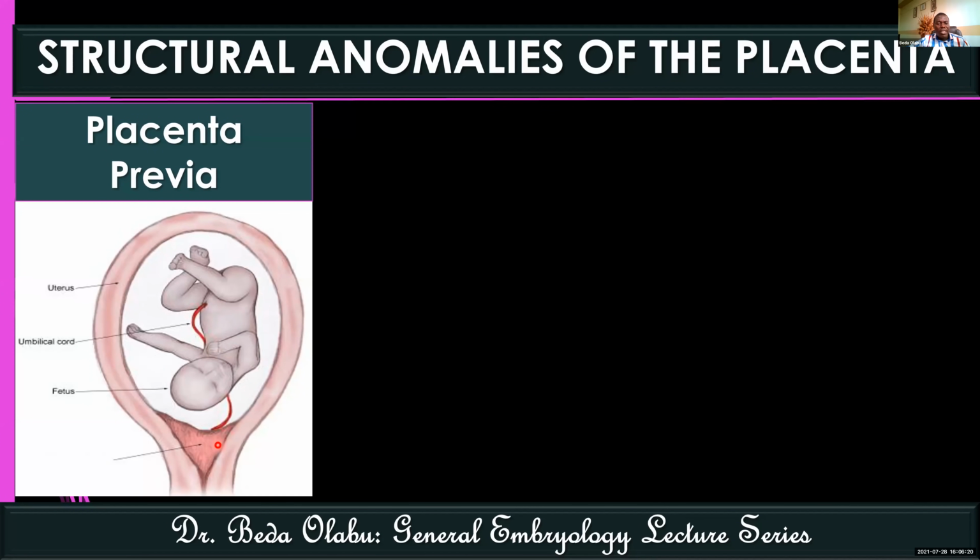Usually, the placenta should separate once the baby has been born. But in this one, it will have to separate before the baby is born. So if someone proceeds to deliver this baby vaginally, there are higher chances that this baby will be a stillbirth when it comes out through the vagina. Placenta previa is a low-lying placenta.